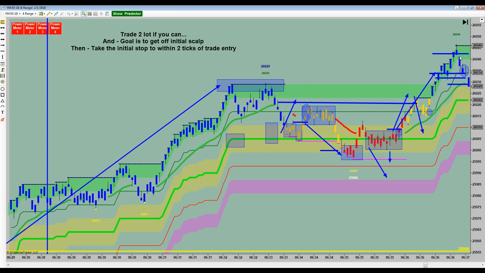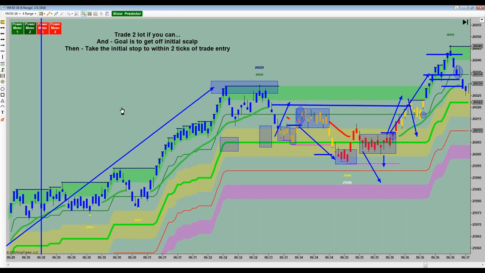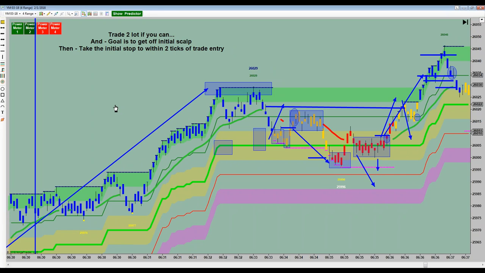We just stopped out. We're out. We either hit a target or we stopped out on trade number one. We missed this big run over here. Or maybe caught part of it. Anyway, so now we're looking for another trade. 6:37.